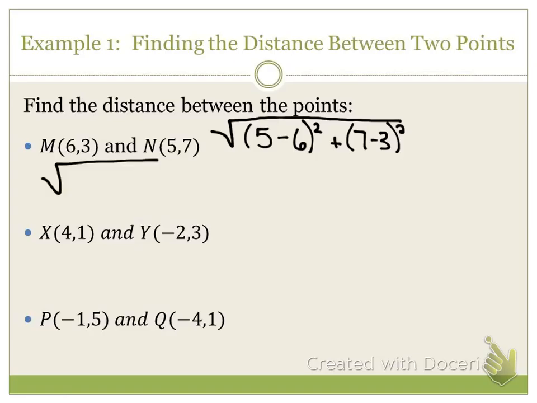All right, so we get the square root of 1 plus, what's 7 minus 3? 4. What's 4 squared? 16. 1 plus 16 is the square root of 17. Can I simplify that anymore? Can I pull out any perfect square factors? Nope, so that's my answer. Square root of 17.